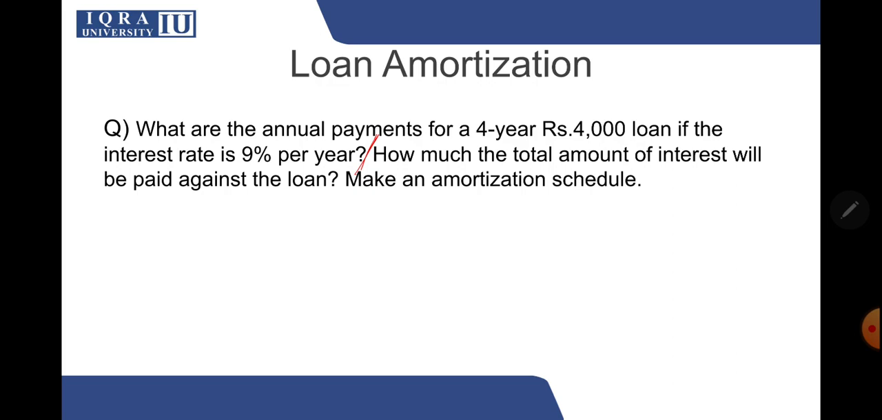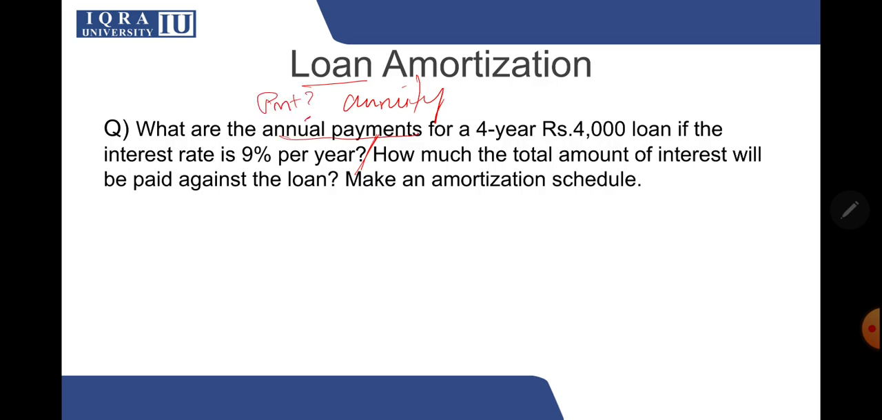I have already told you that if you look at a loan, all three characteristics of an annuity will be there. A loan will have equal installments, a loan's payments will be equidistant, and you always know when your loan is going to end. So basically loan questions are your annuity questions. Now what are the annual payments? So it's clearly asking you to find out the PMT.